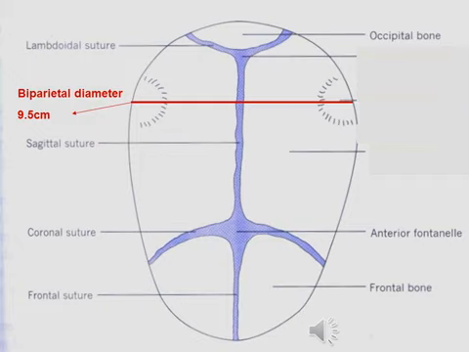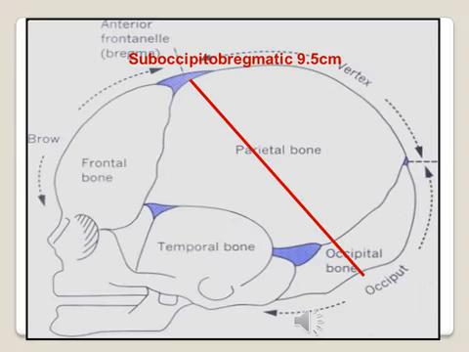And then the suture that goes between the occipital bones and the parietal bones at the back is called the lambdoidal suture, with the small posterior fontanelle there. And so now we'll go on to the next slide.